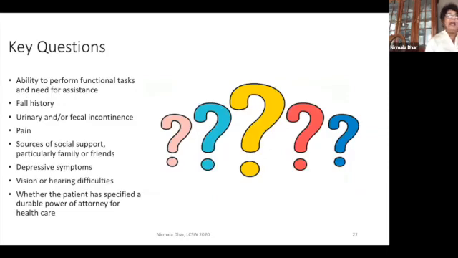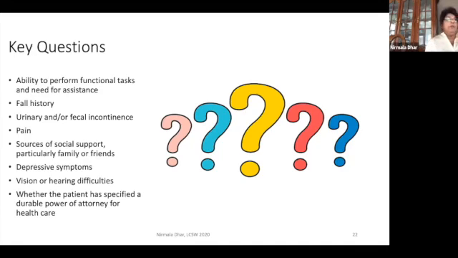Next slide. And these would be some key questions to ask. Ability to perform functional tasks, or do they need assistance? What is their fall history? Are they incontinent? Are they in pain? What are their sources of social support? Do they have symptoms of depression? Are they having vision or hearing difficulties? Even more important if you're living alone. And whether the person has specified a durable power of attorney for healthcare or advanced care planning.